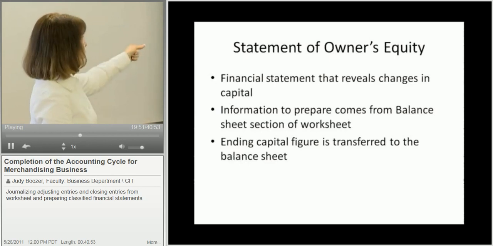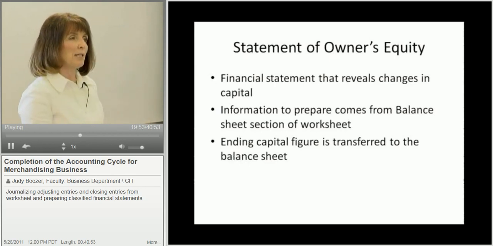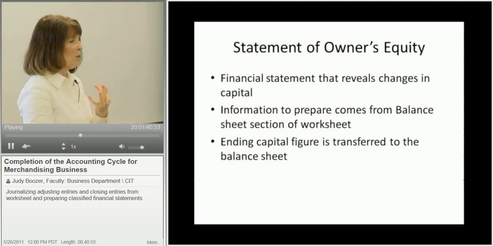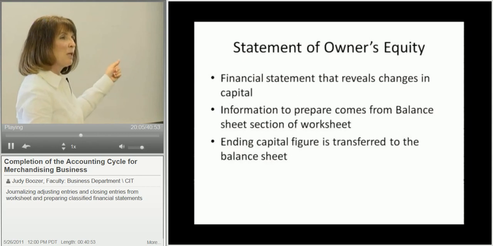You're going to pull it directly from the statement of owner's equity's ending capital amount. That's why we do it in this order. Income statement first, statement of owner's equity second, and then balance sheet last, because we need to compute the new capital amount from the statement of owner's equity.